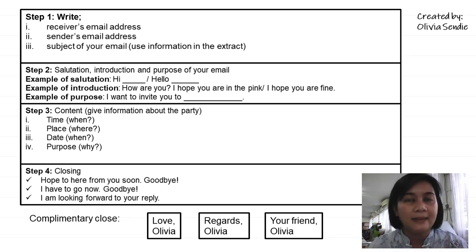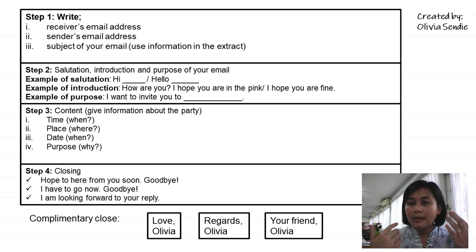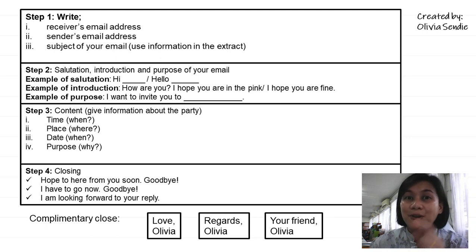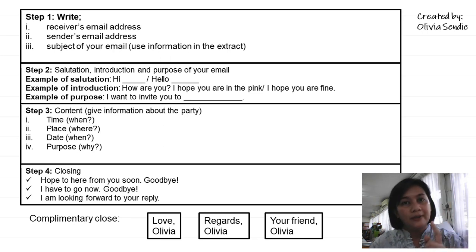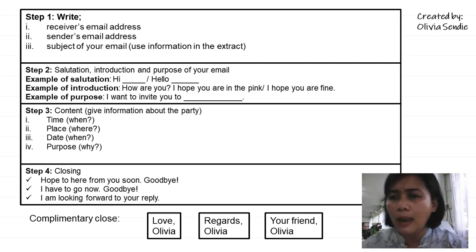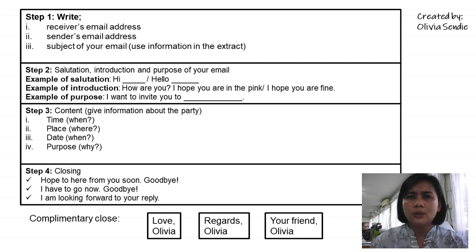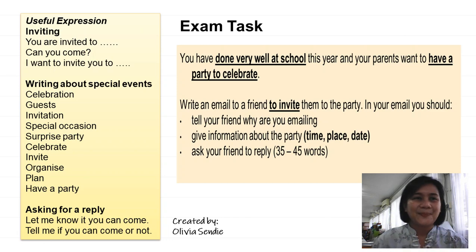Usually, if you invite someone, you want them to reply. So for email of invitation, I hope you can use the third sentence. I am looking forward for your reply. Right? And complimentary close. You can choose love Olivia, regards Olivia, or your friends Olivia. Okay, up to you. Well, I would love you if you just use the word love, because it's very easy to spell.